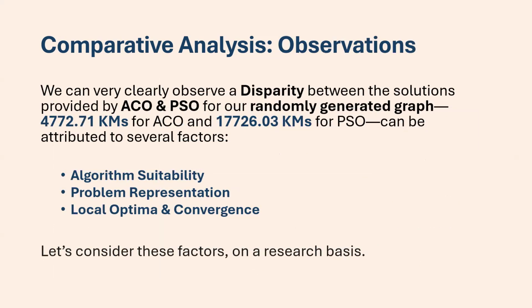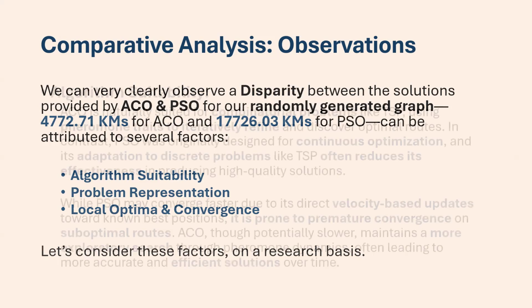Now we are talking about observations. We can clearly observe that the output we got from ACO and PSO has a very vast difference. ACO gave us a total distance to cover of 4,772, whereas with PSO we have to cover 17,726. So why is that? There are several factors: algorithm suitability, problem representation, local optima, and convergence. Let us consider these factors and research them a bit.